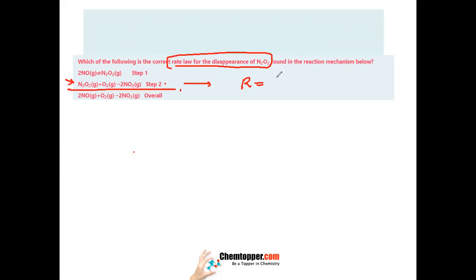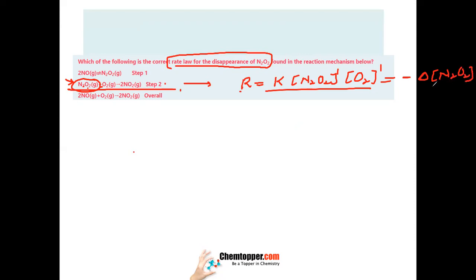Step 2 rate law is K times concentration of N2O2 times concentration of O2 raised to power 1 and 1. These coefficients are 1, 1. That's the rate law. And this rate you can say is the rate of disappearance of N2O2. You can write it like this also: minus delta N2O2 over delta T. This is the rate of disappearance of N2O2. And that's the rate law.